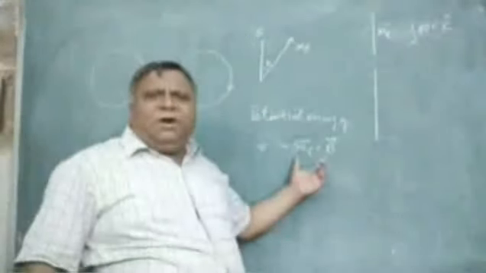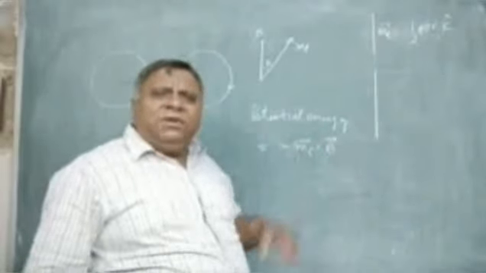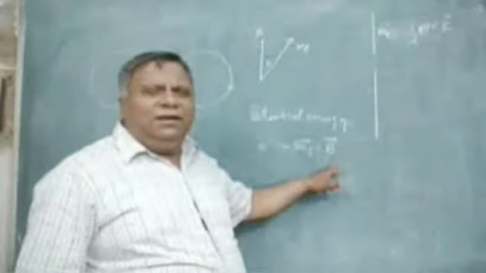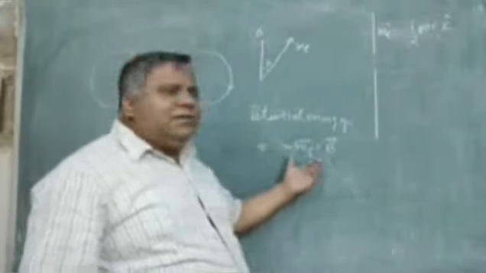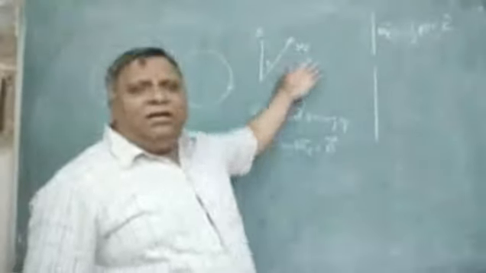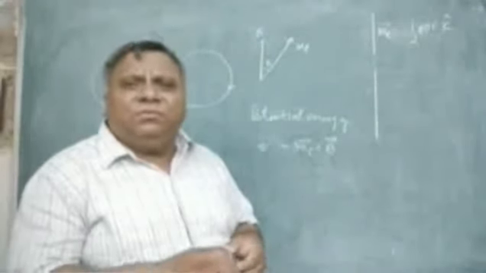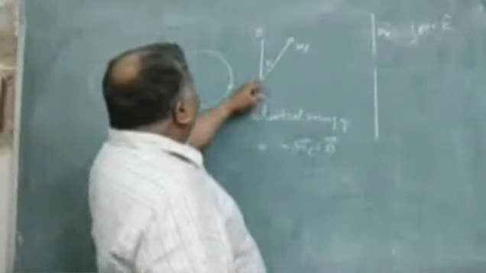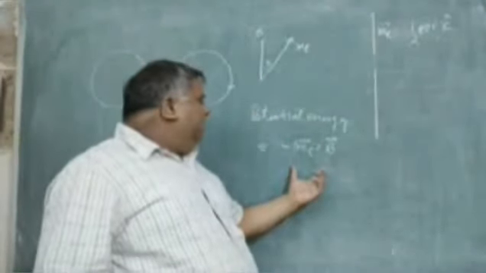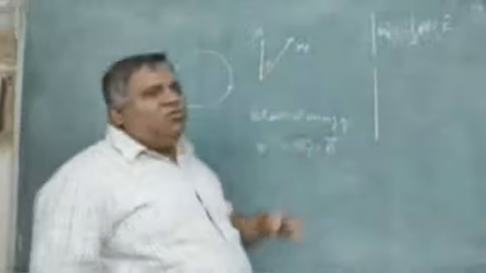The potential energy is minimum along the field, that is in the theta equal to 0 direction. This direction is the direction of the magnetic moment, this is the direction of the field, and theta is the angle between these two vectors.